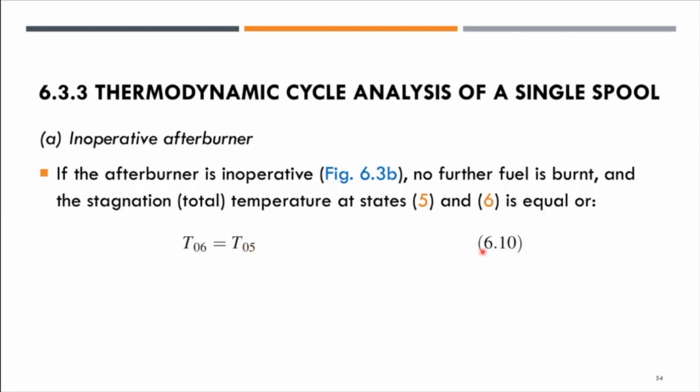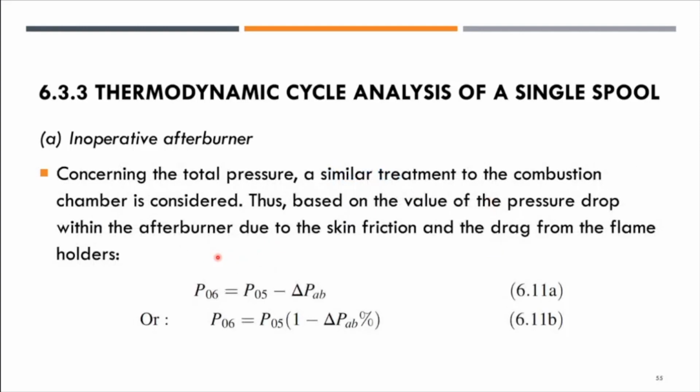The temperature at this state is the same. Concerning the total pressure, a similar treatment to the combustion chamber can be considered. Based on the value of the pressure drop within the afterburner due to the skin friction and the drag from the flame holders, you can get the value of the pressure at station 6, which is equal to P05 minus the pressure difference at the afterburner.